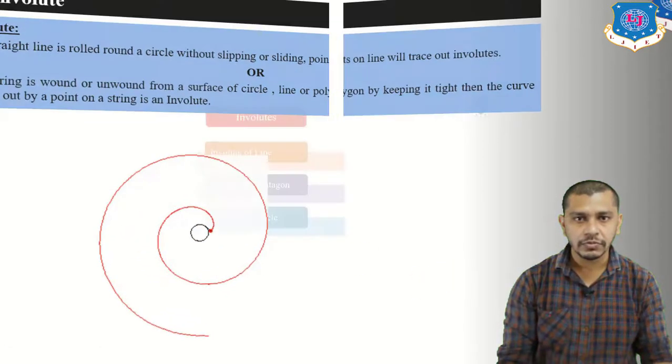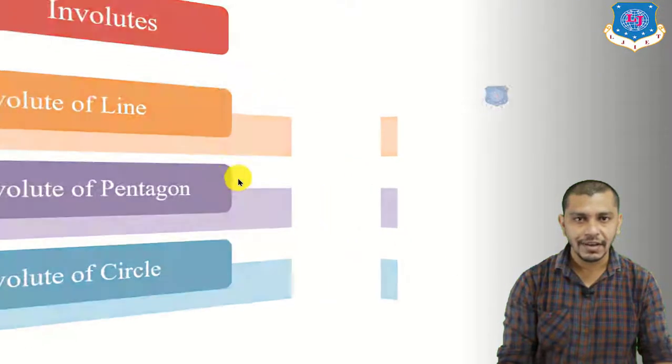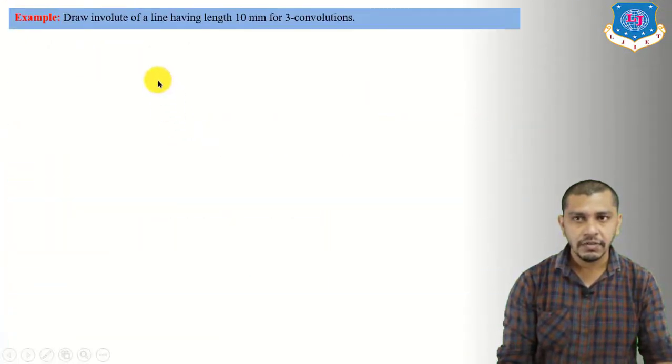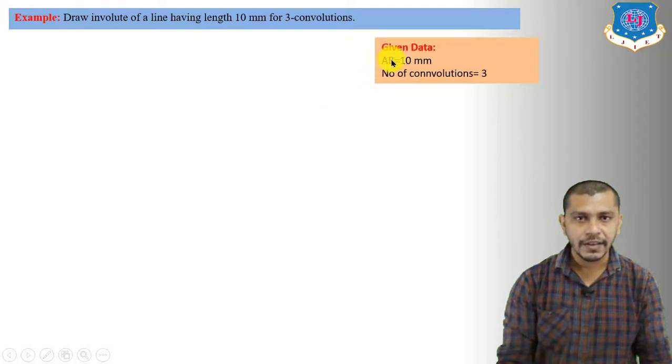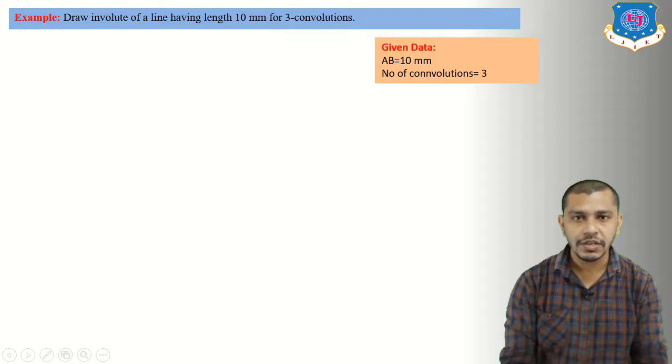So let's move on to involute of a line. The given problem is to draw the involute of a line having length 10 mm for 3 convolutions. So the data is: the length of the line is 10 mm and the number of convolutions is 3. In this question we have to unwind or wind a string for 3 convolutions, or 3 turns.